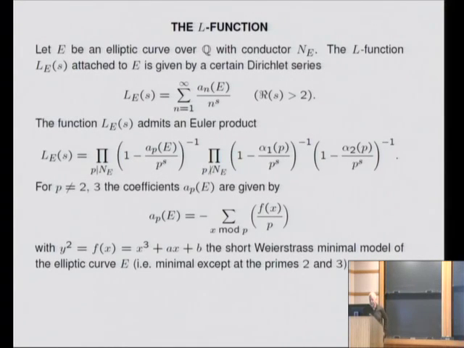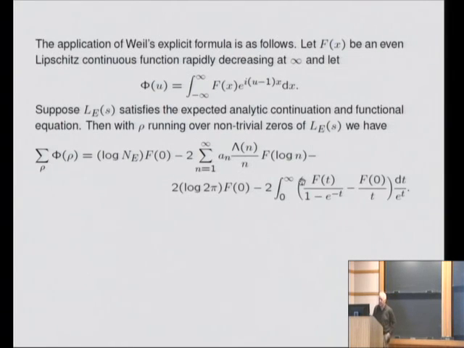So I only say what the L-function is. This is self-explanatory. It's a Dirichlet series. The a_p are essentially the trace of the Frobenius, so it can be expressed in terms of the Legendre symbol in our case. For the short Weierstrass minimal model, which means over the rationals, things are a lot easier. The short minimal model is y squared equals x cubed plus ax plus b, and you can have a global one like that, except for the primes 2 and 3. Then this is your L-function. And here is the formula. I hope it's correct.